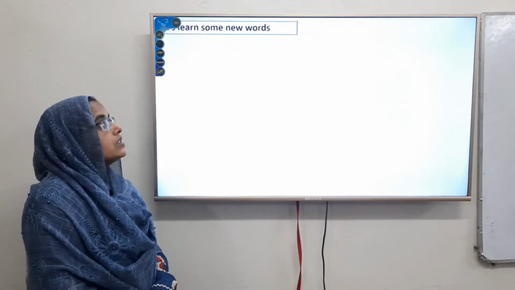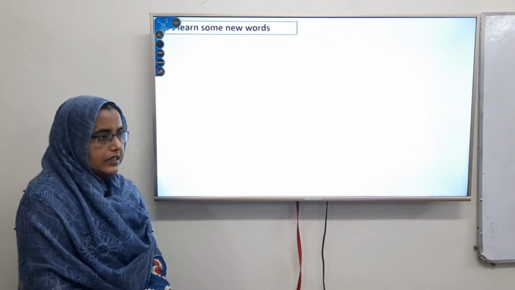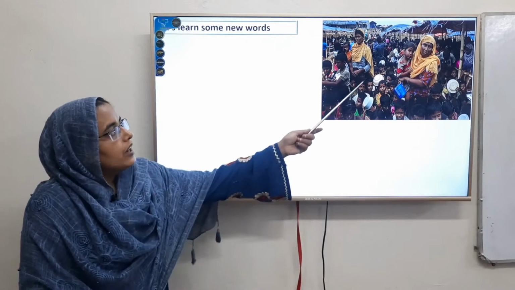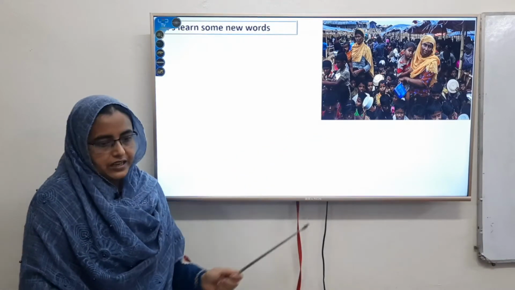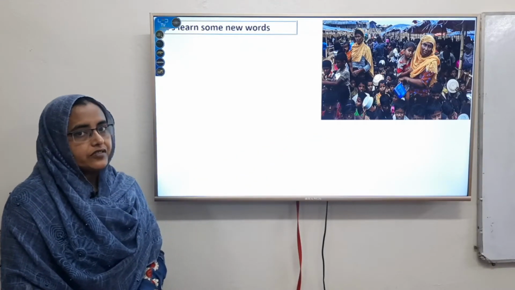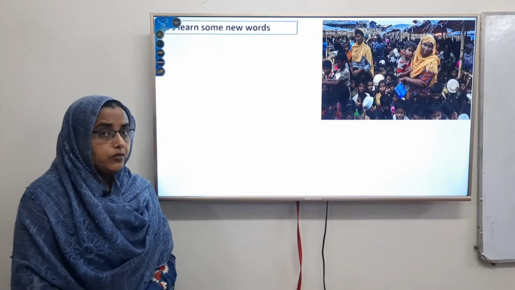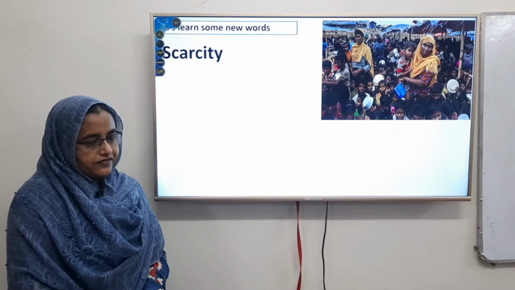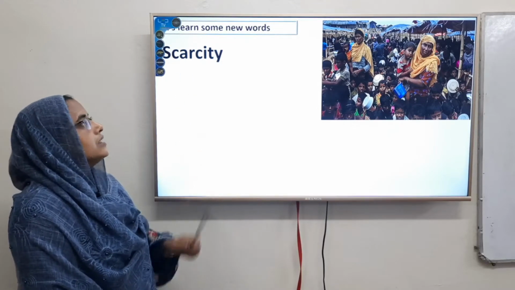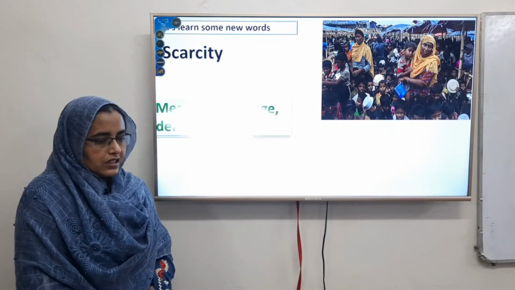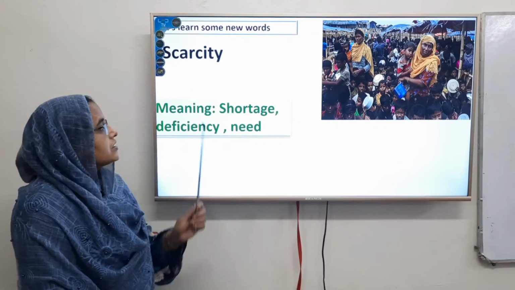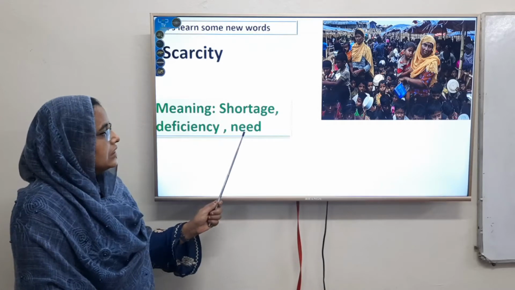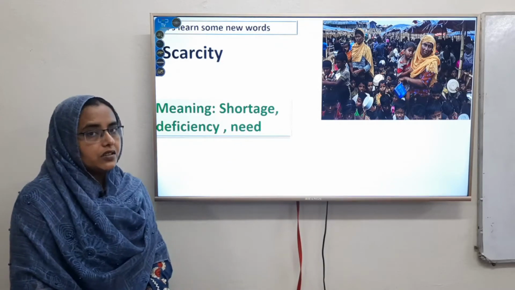So, before starting the text, let us learn some new words. People with pots and plates are awaiting something. Can you guess what they are awaiting? They are waiting for food, because there is a scarcity of food. Scarcity means shortage or deficiency or need. This is the meaning of this word.